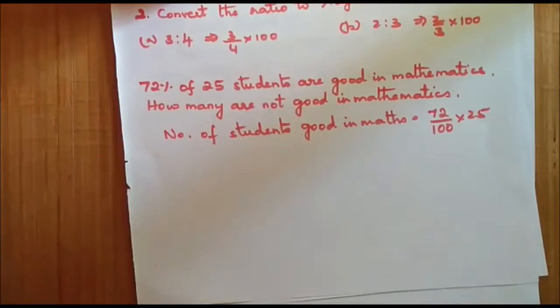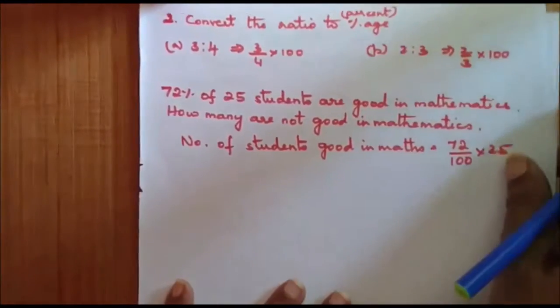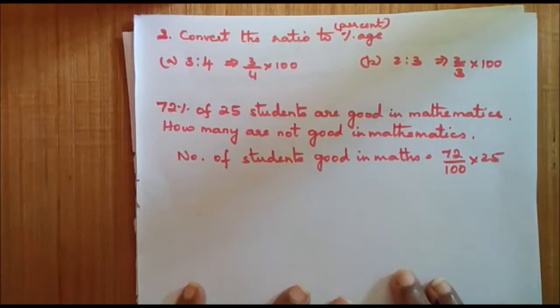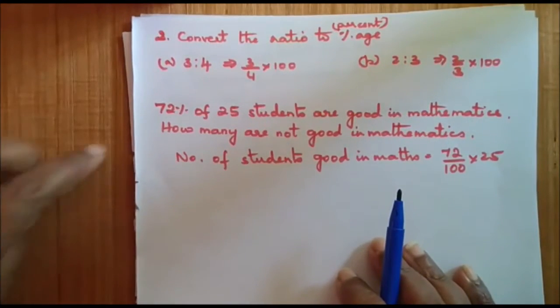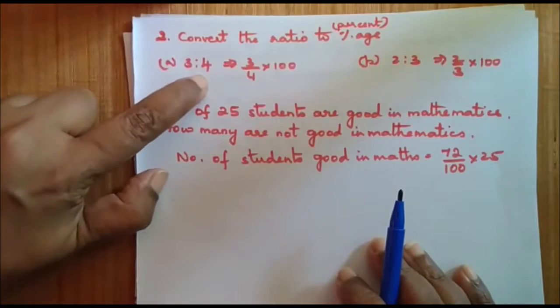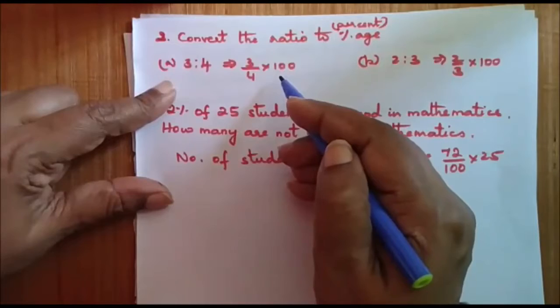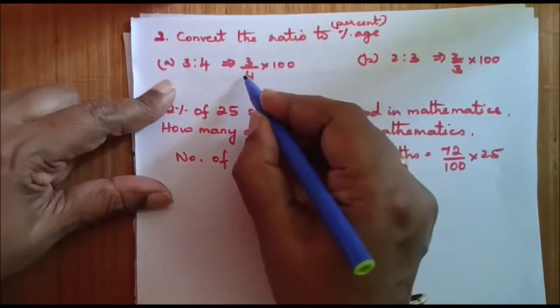Now we will go to the next one. Convert the ratio to percentage. We first learnt about ratios, now we are going into percentage. What is the ratio given? 3 is to 4. So what should we do? 3 by 4 into 100. That is how we convert a ratio to percentage.